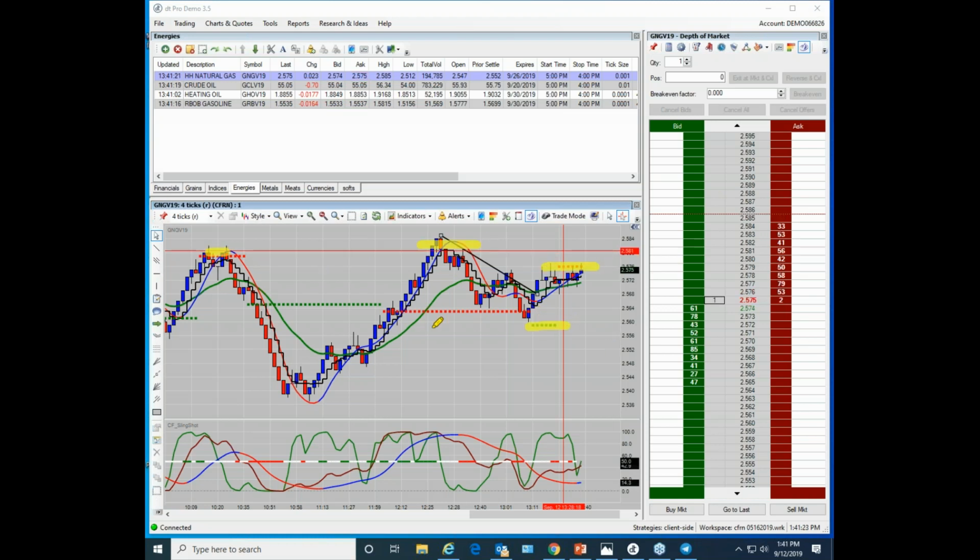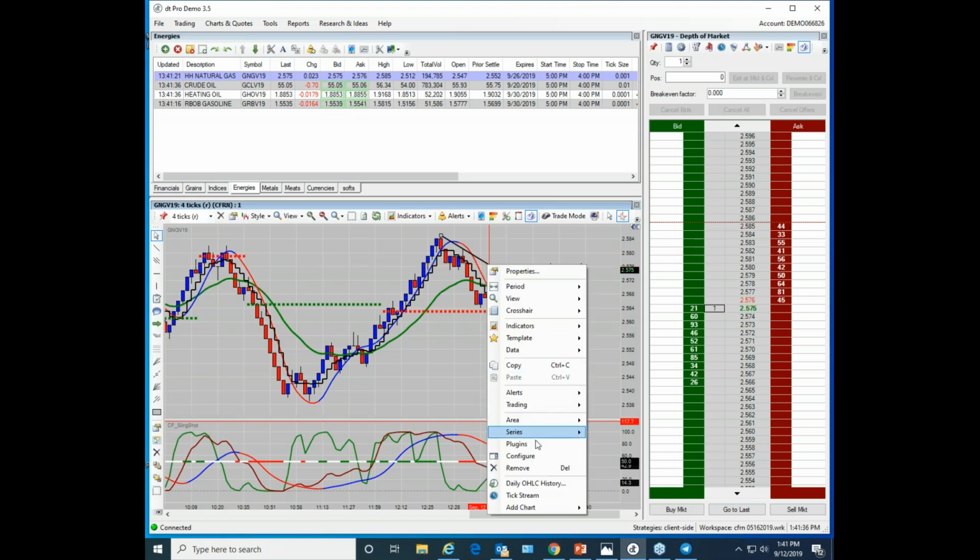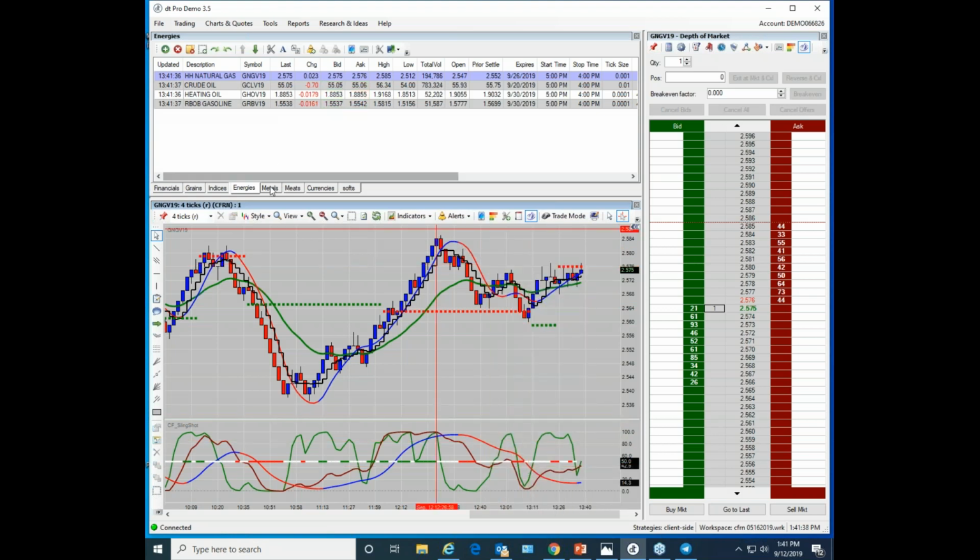We got some dynamic resistance here. Support and resistance dots are side by side. So right now, natural gas is off the table. So we are going to delete the trend line. I'm not going to unlock them.